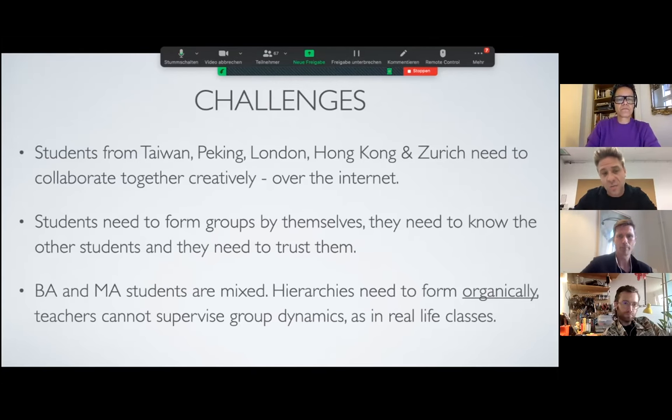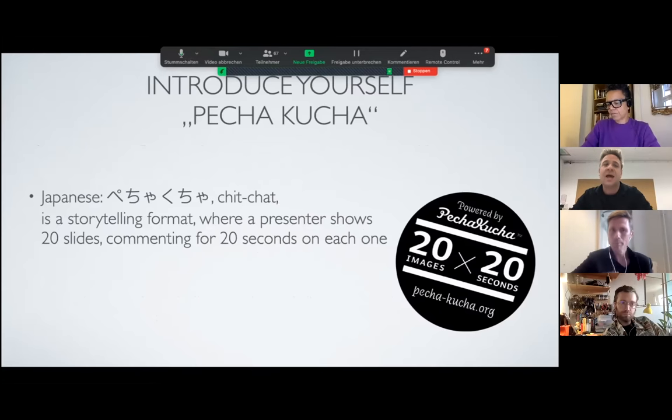Also, we mixed bachelor and master students. As you all know, there are certain hierarchies that come into play. And also, we were not able to see what happened in the group if they were in breakout rooms. So these were our challenges. And we thought a lot about how students present each other when they don't know each other.